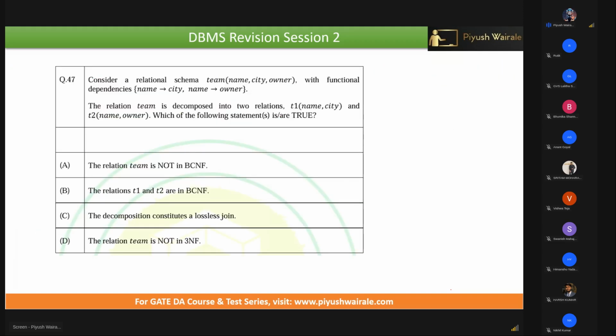Now let's try to solve this question. Here we have a schema, team, name, city, owner, with FDs given to us. Relation team is decomposed into T1, T2, right? So first check whether team is in BCNF or not. Let's check for option number A. This type of question is very good because here we need to check each and every case, right?